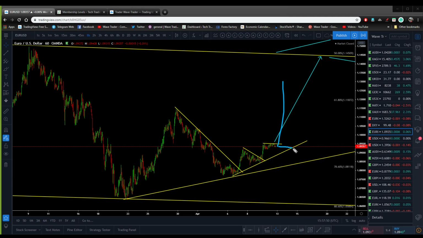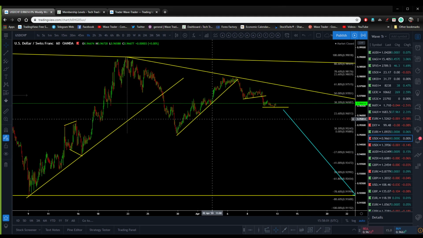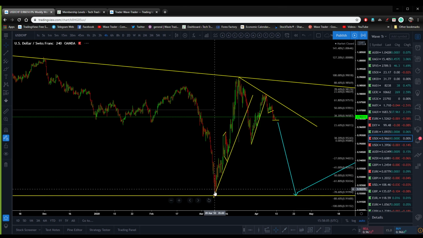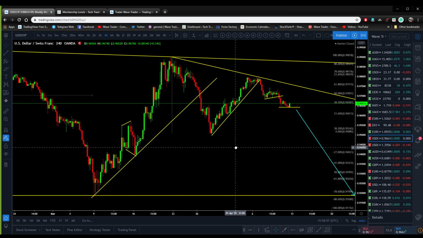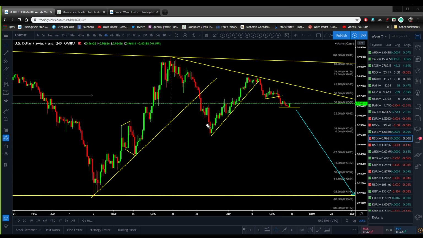Okay, if the correction gets bigger, look for it to break out and continue to go higher. All right, so the dollar swiss chart is also similar. Hopefully you remember that last week we were expecting this bigger 4-hour correction to break out. Okay, so we got the breakout last week.